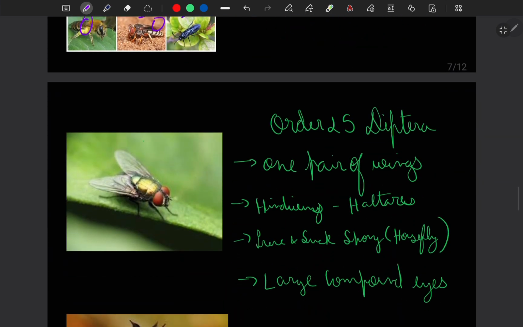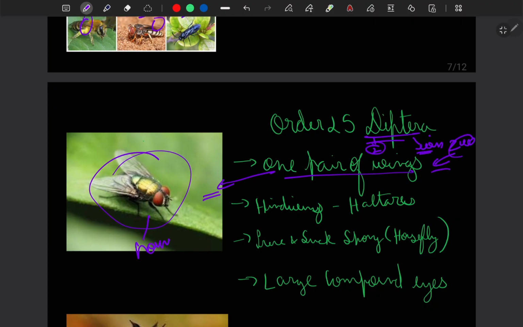The next order is Diptera. Now Diptera, it is a very common thing that you all must have seen. This is a housefly. One pair of wings, clearly identifiable. Di means two, ptera means wings, two wings, that is one pair. Here word breakdown easily works. They have hind wings modified into halteres. These are majorly used as balancing organs.